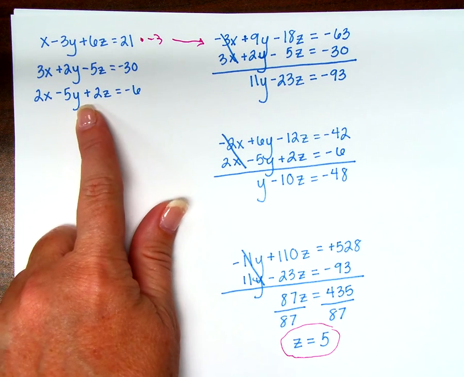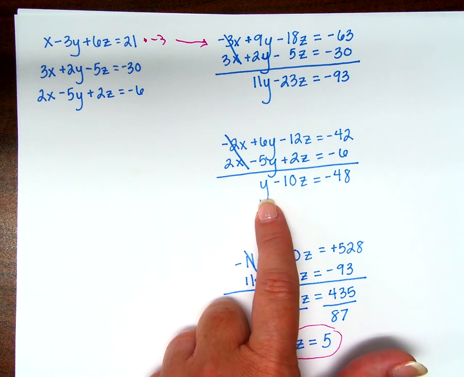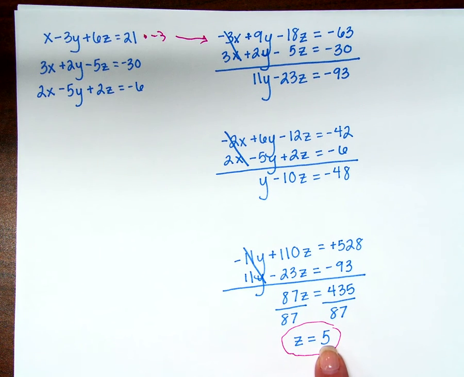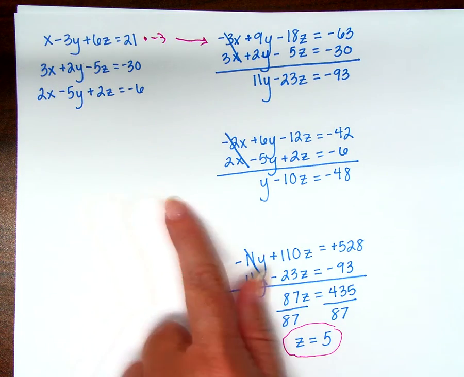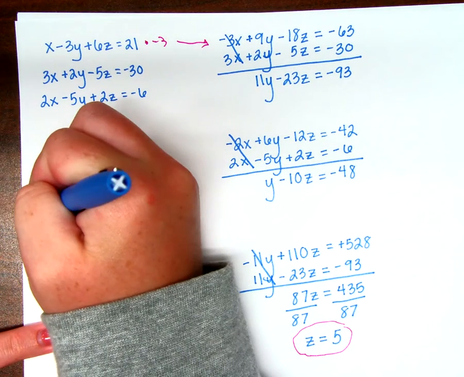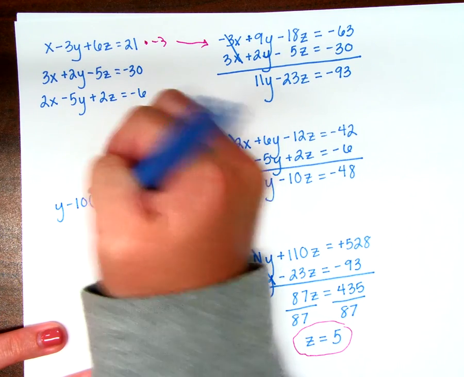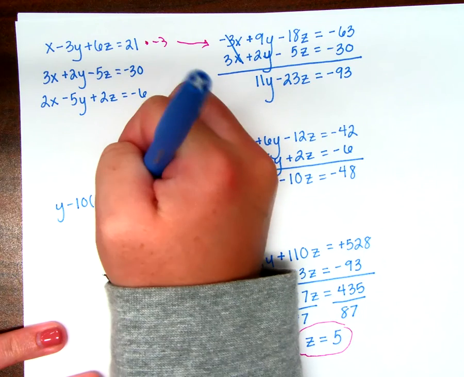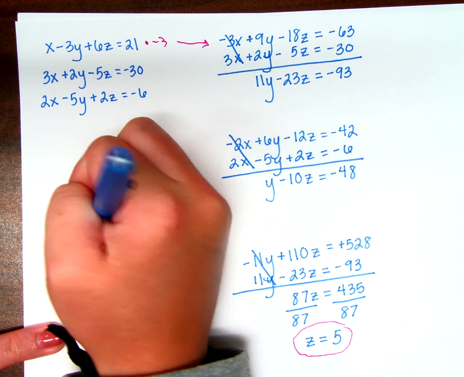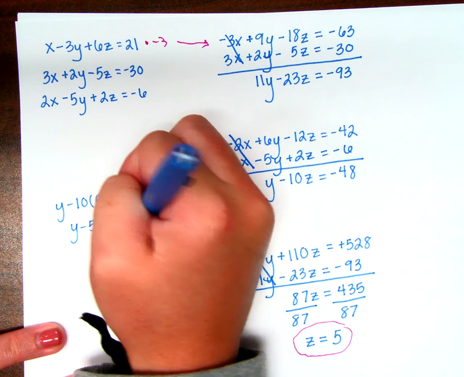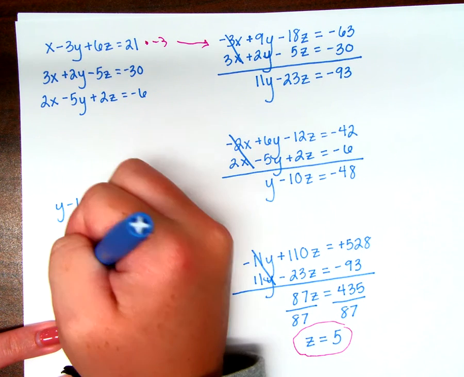Go back to the beginning. No, we don't want to go back to the beginning, guys. Look at this equation right here. This one's already solved for y, and it only has a y and a z. And if I know z, I can figure out y. Okay? So let's go. You can go out here to the side somewhere if you want. So y minus 10 times 5 equals negative 48. Anybody know what 10 times 5 is? So y minus 50 equals negative 48. So when we add 50 to both sides, y equals 2.